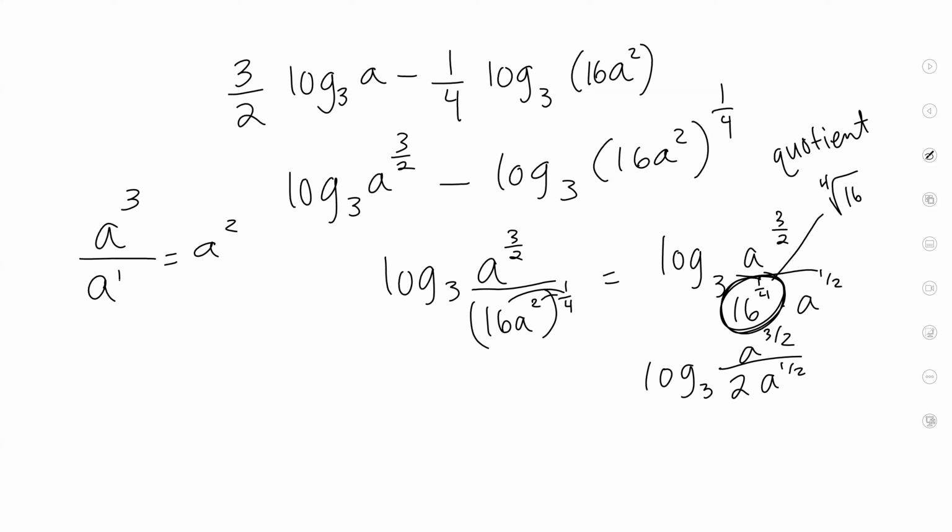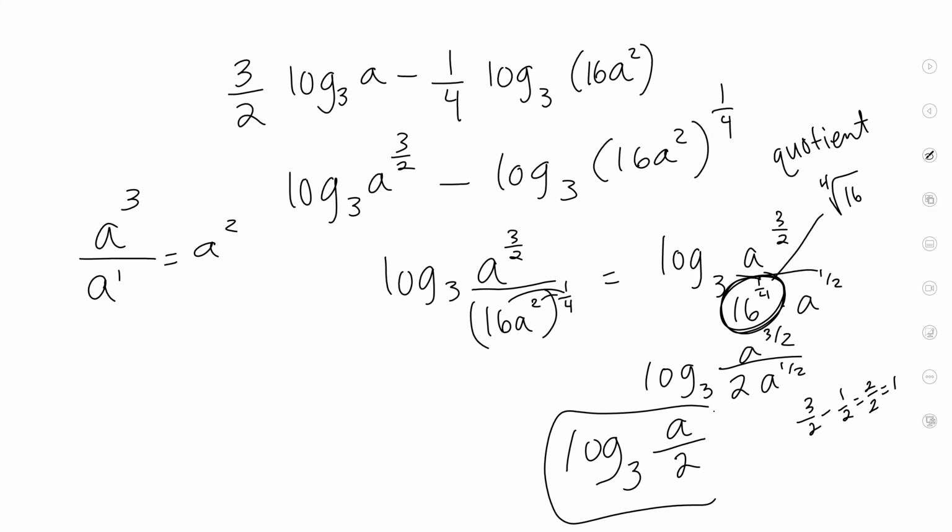So guys, what's 3/2 minus 1/2? 2 over 2, which is just 1. So that means this is just log base 3 of a over 2. Y'all said it was 1, right? Okay. That's another way to do this problem. Okay, choose which one works best for you.